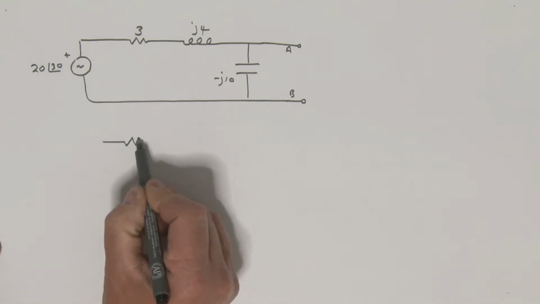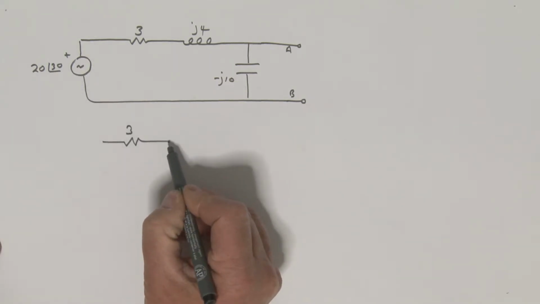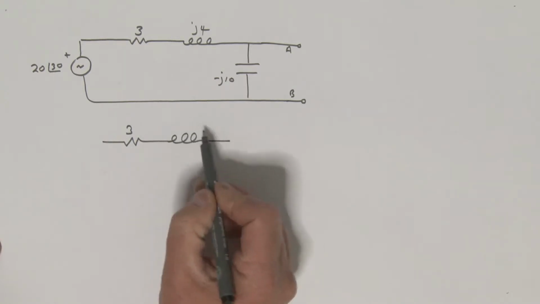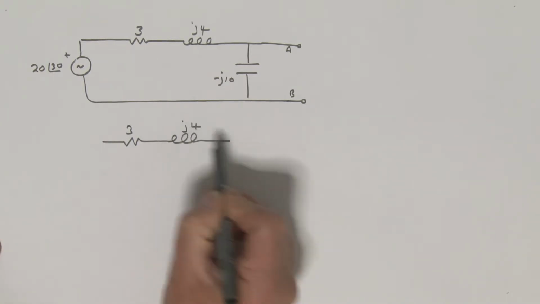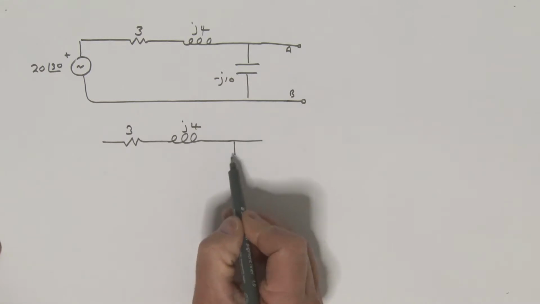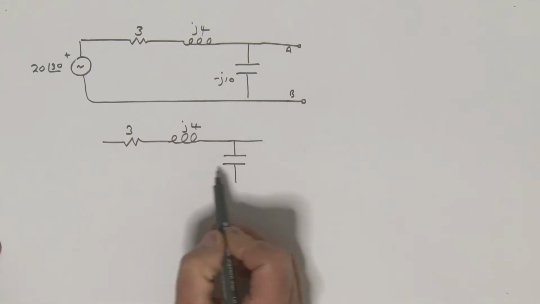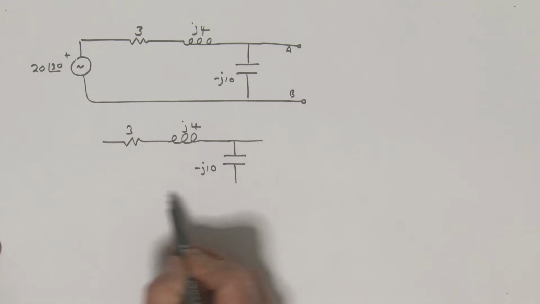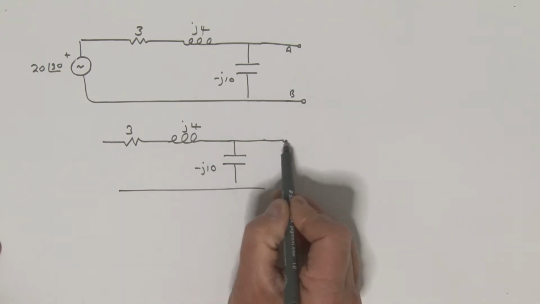So what do we have? We have this 3 ohm resistor here. We have this guy here, J4. We have our capacitor sitting here, and its impedance is what? A minus J10. All right, here are our terminals, A, B.